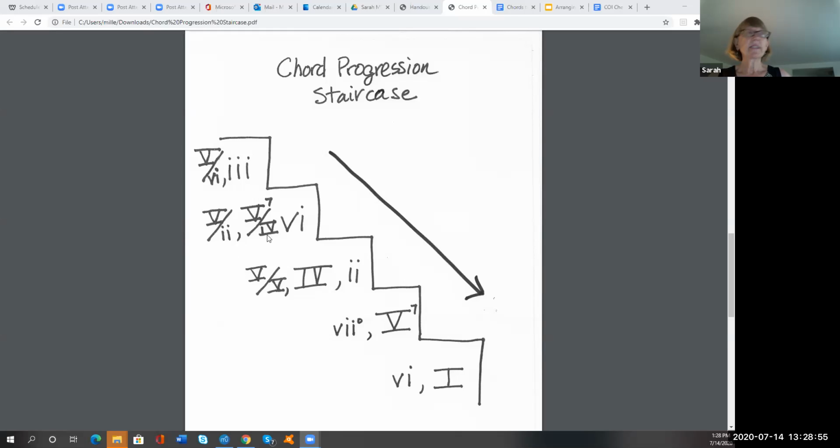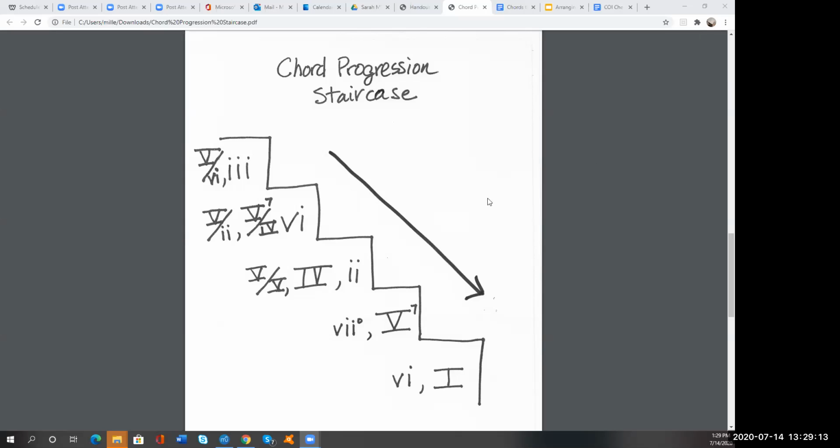5 over 5. So the bottom one would be the 5th of the 5th, right? They are what we call secondary dominants. So they are dominants from other keys. Oh, I see. Okay, that makes more sense. Yeah. So we would call it the dominant of the 5th in that key. Right. Here we'd have 5 of 5.